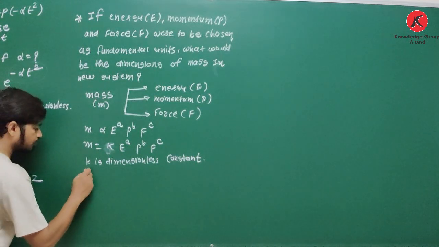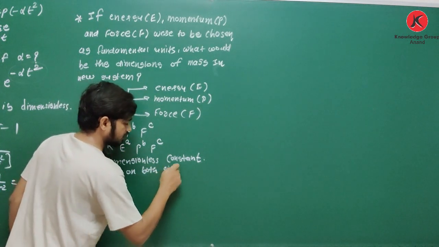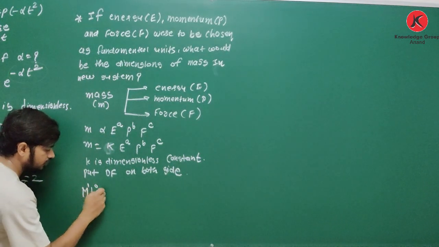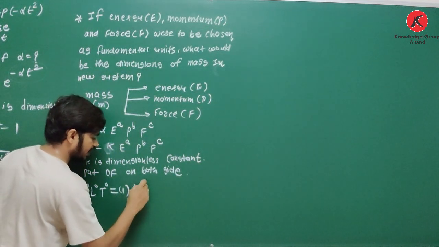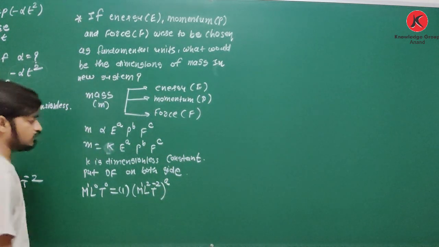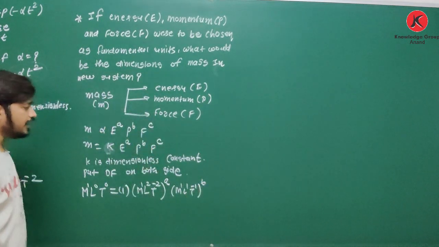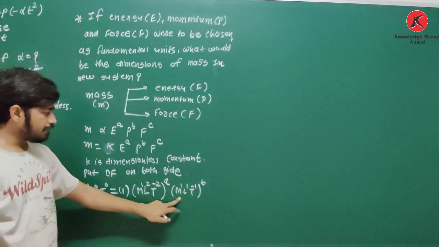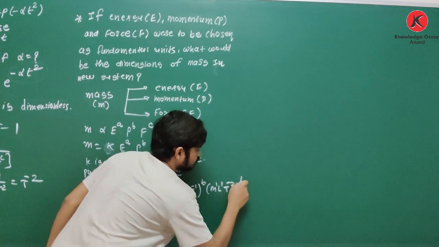Now, what we have to do? Put the dimensional formula on both sides. M is mass, so it is M1, L0, T0. K, dimensionless constant, so it is 1. E, energy, is M1, L2, T minus 2 raised to A. P, linear momentum, is M1, L1, T minus 1 raised to B. What is the dimensional formula of momentum? P is equal to MV, and here it is the dimensional formula of P. Force is M1, L1, T minus 2 raised to C.